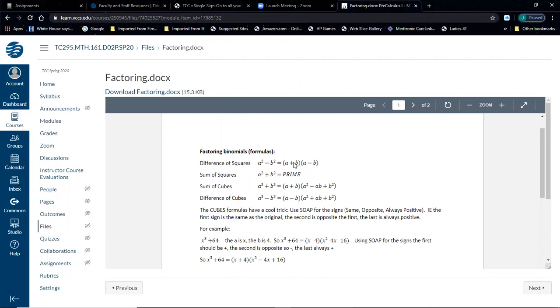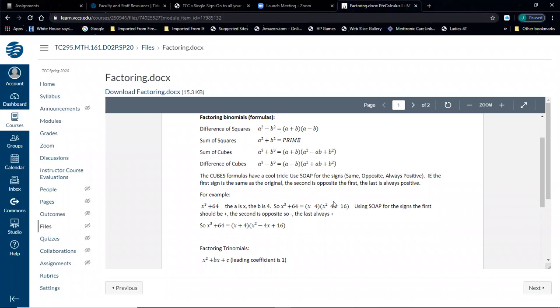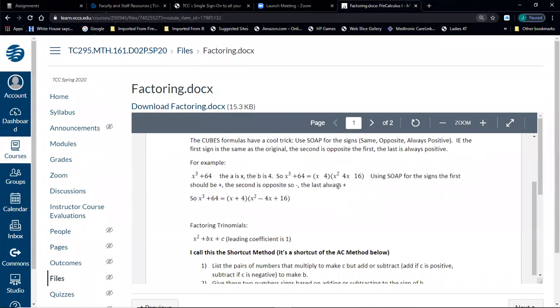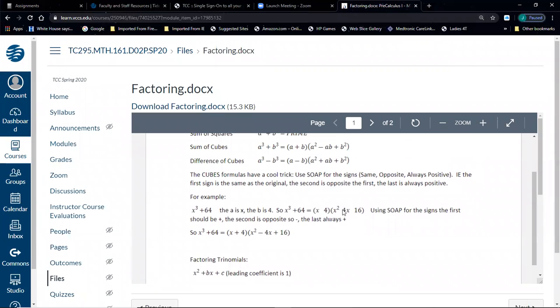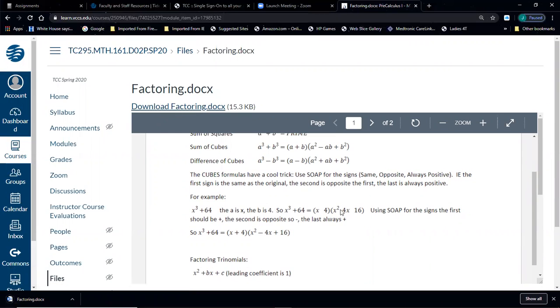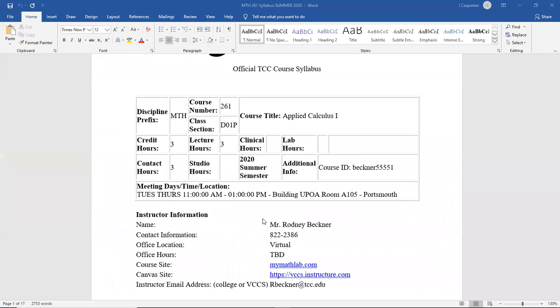Factoring is going to be used all semester. Well, that's weird. I'm going to say this is because it's in the file preview. If I download that, those signs should be there. You see how there's no signs right here? So let's download that and make sure nothing got goofy.